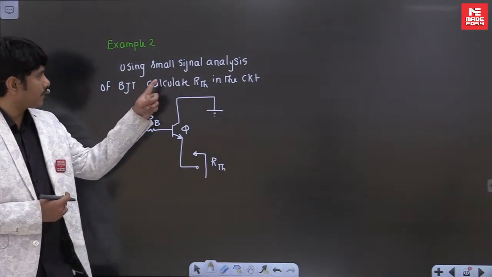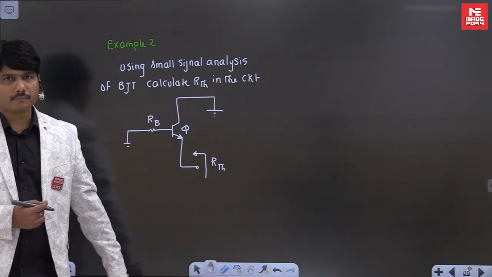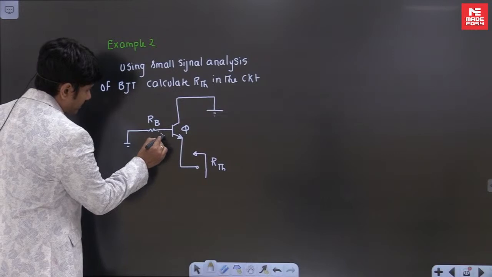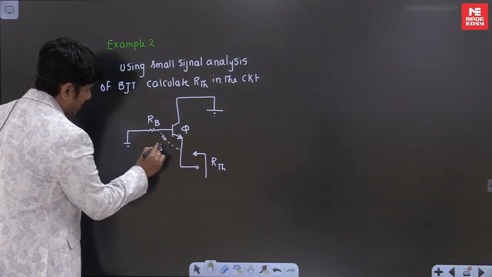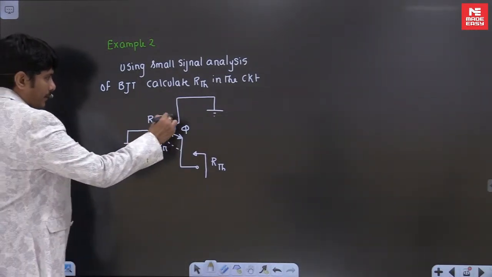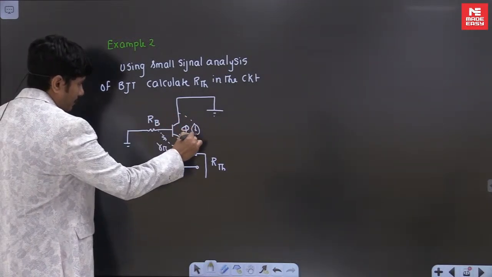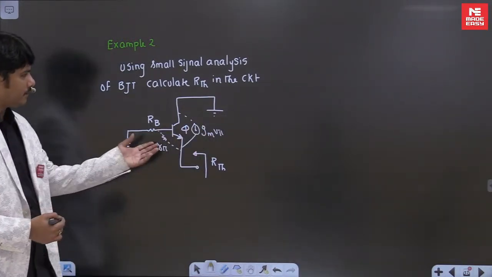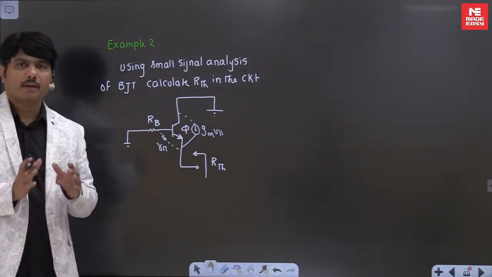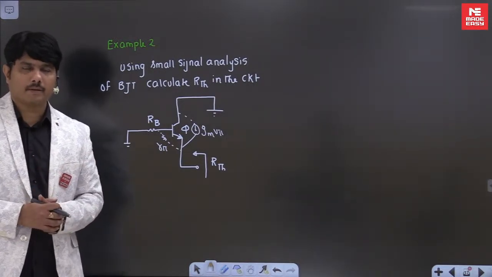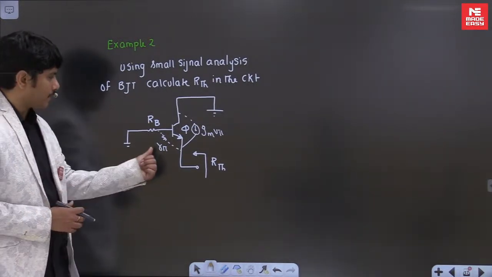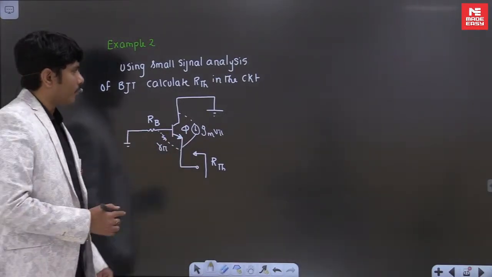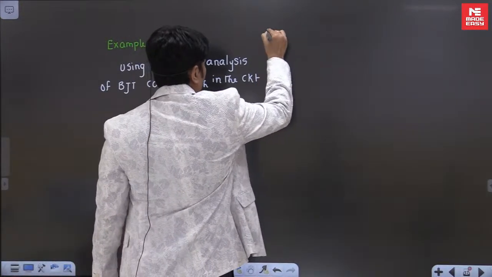The only thing is, we have to write the small signal model for this. Everybody knows there will be R pi. This is R pi in the model. And there is a current source here, GM into V pi. So small signal model means we replace the transistor with these two. R pi is the input impedance of a BJT for a common emitter, and GM into V pi is a current source. If you write this model properly, we can finish the problem.